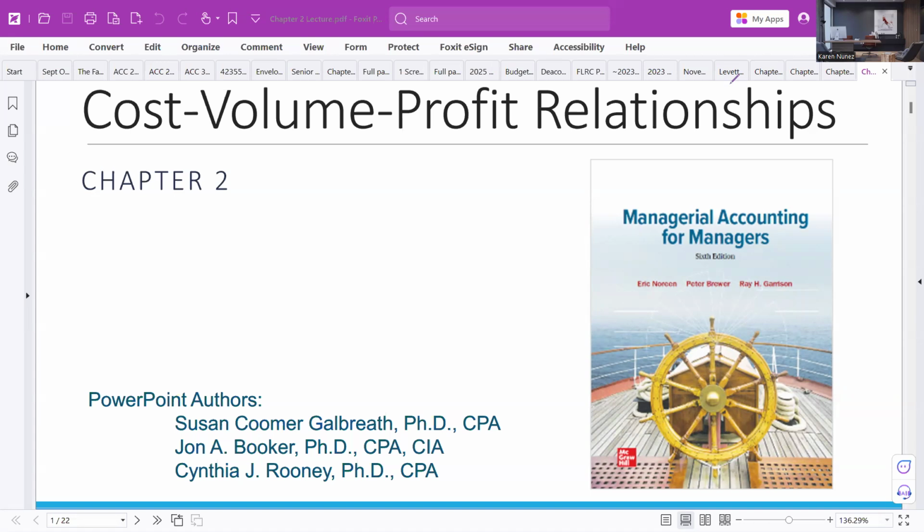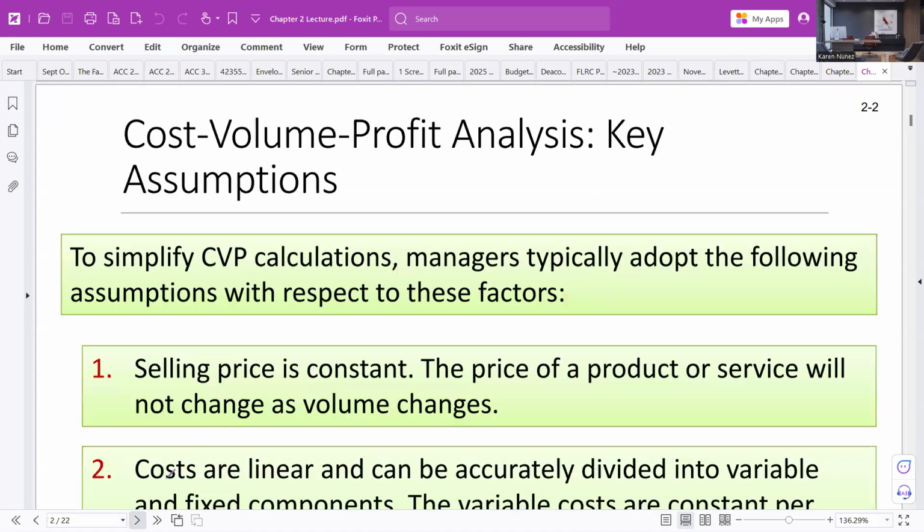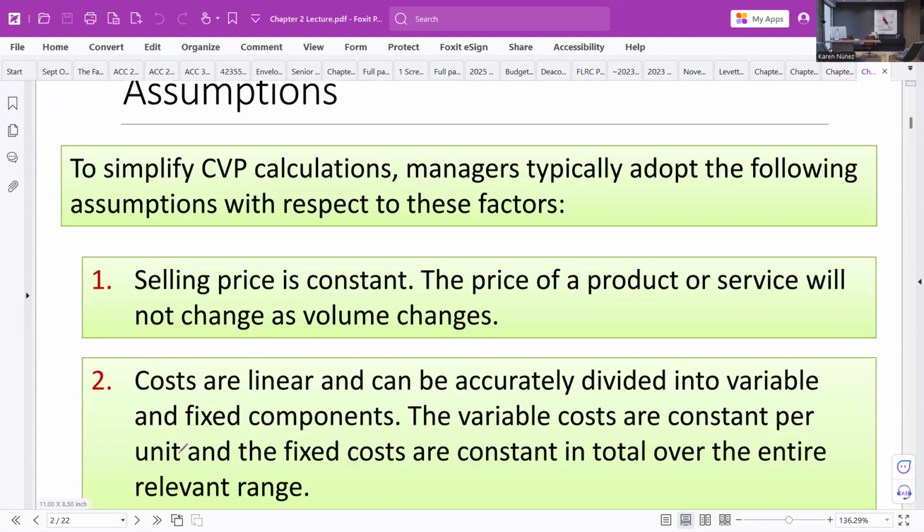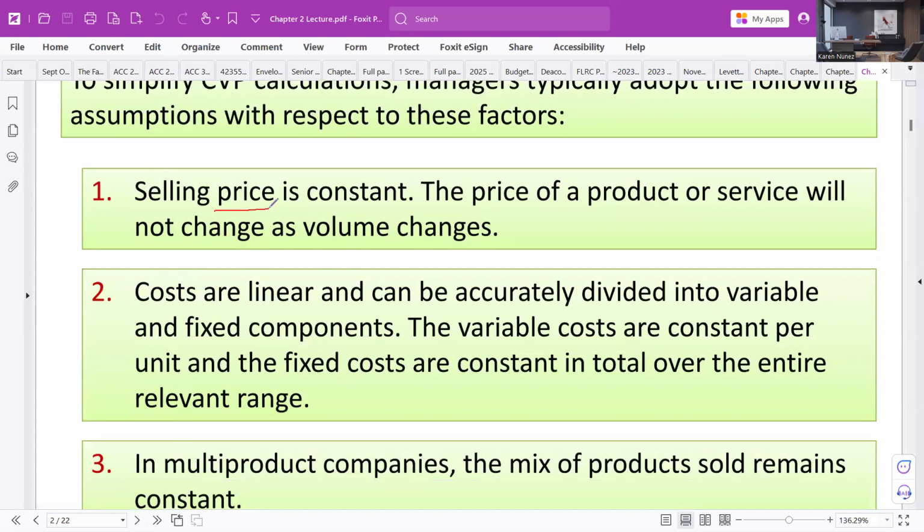So we're talking about cost volume profit relationships, CVP relationships. There are some basic assumptions that we make in this chapter that allow us to perform the calculations that we need. First, we assume that the selling price is constant. So the selling price, or the price per unit, is constant. We also assume that costs are linear. That means we've got costs that are characterized by straight lines, not curvy lines, but straight lines.